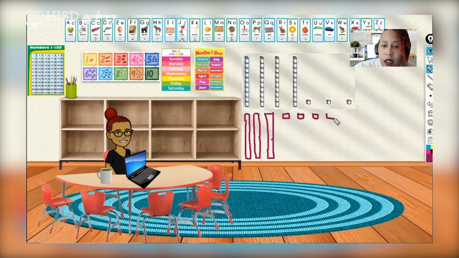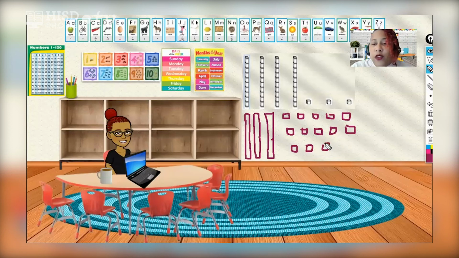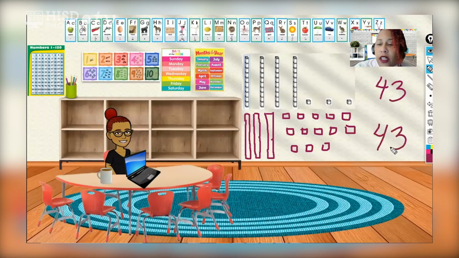32, 33, 34, 35, 36, 37, 38, 39, 40, 41, 42, 43. In the first picture, I had 4 tens and 3 ones equals 43. In the next picture, I had 3 tens and 13 ones equals 43. So here I saw 4 tens and 3 ones is equal to 3 tens and 13 ones because both models are a demonstration or representation of the number 43.